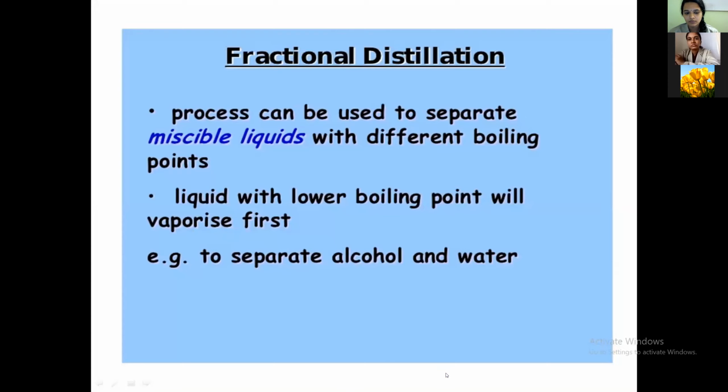To separate ethanol from water, the process can be used to separate miscible liquids with different boiling points. The liquid with the lower boiling point will vaporize first. For example, to separate alcohol from water. You all know that alcohol and water are miscible liquids and both have different boiling points. So here the one with the lower boiling point vaporizes first and we can separate it out. This is the fractional distillation method.